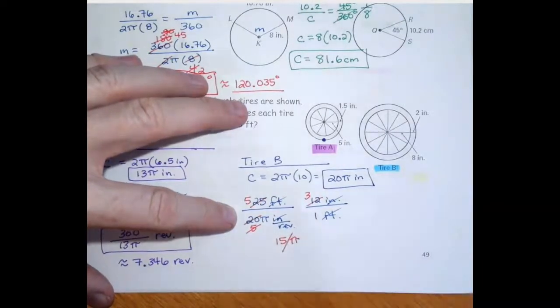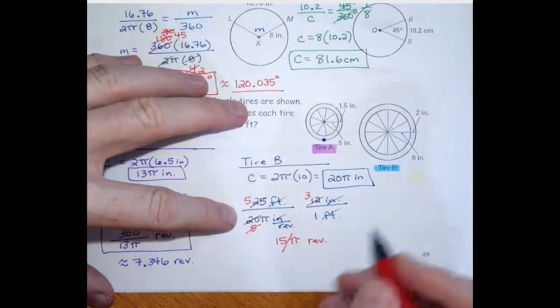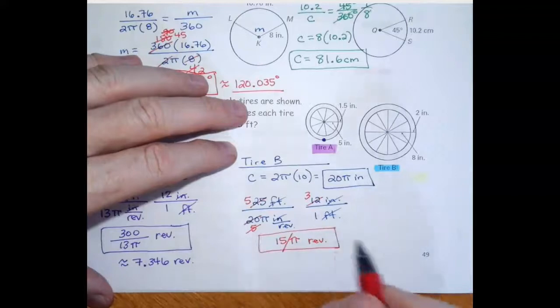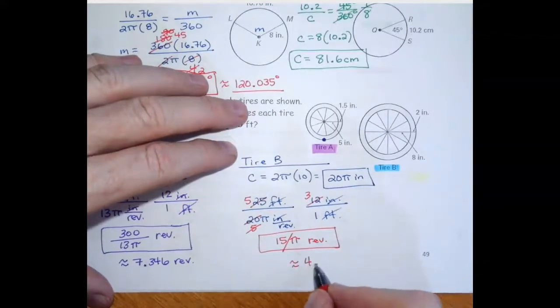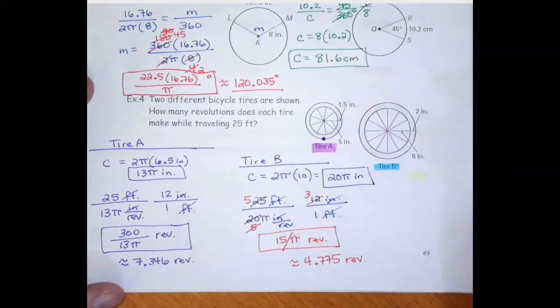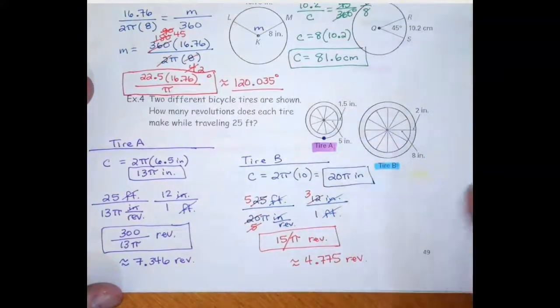15 over pi revolutions. We don't really like to use the slash as a fraction, but that's what I did there. And that's approximately 4.77 revolutions. And that's what we said. The bigger tire should have to go around fewer times to cover the same distance as the smaller tire.